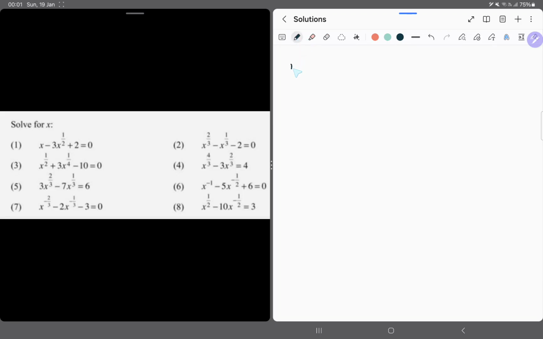Number 1: we have x minus 3 x to the exponent a half plus 2 is equal to 0. Now, if we look at this, this is an exponent a half, and this one is doubled here. So this is the same as x to the 1 over 2 all squared minus 3x to the half plus 2 is equal to 0.